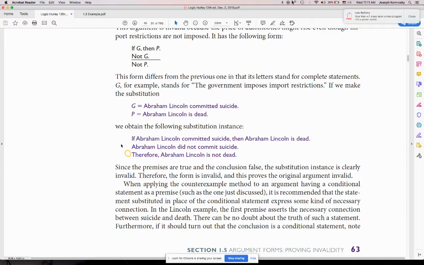If Abraham Lincoln committed suicide, then Abraham Lincoln's dead. Okay, seems true. This one, Abraham Lincoln did not commit suicide. Okay, that seems true too. Why? Because he was actually shot. He was assassinated.